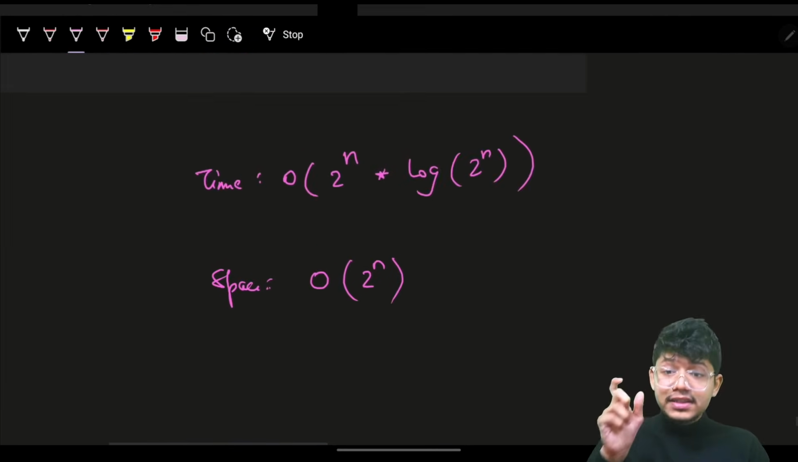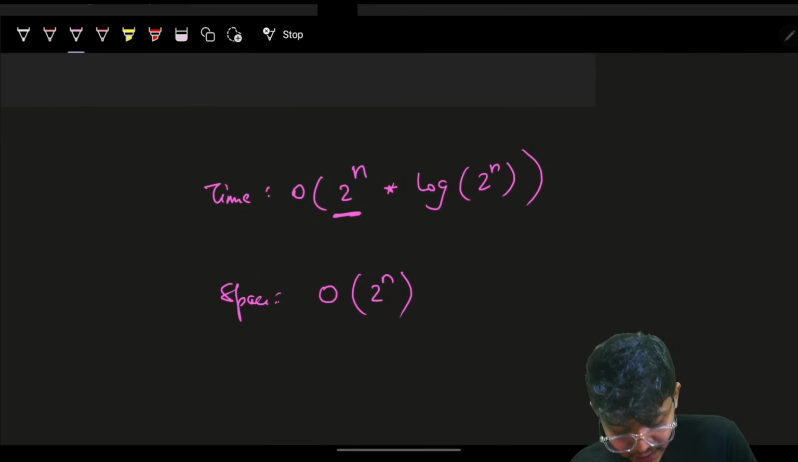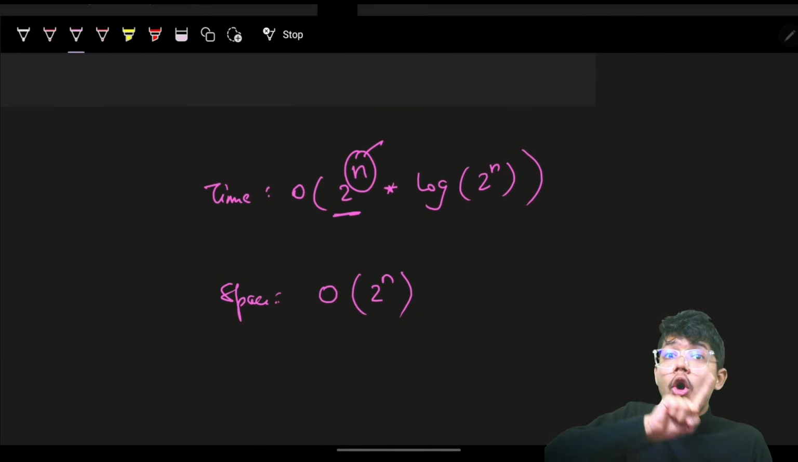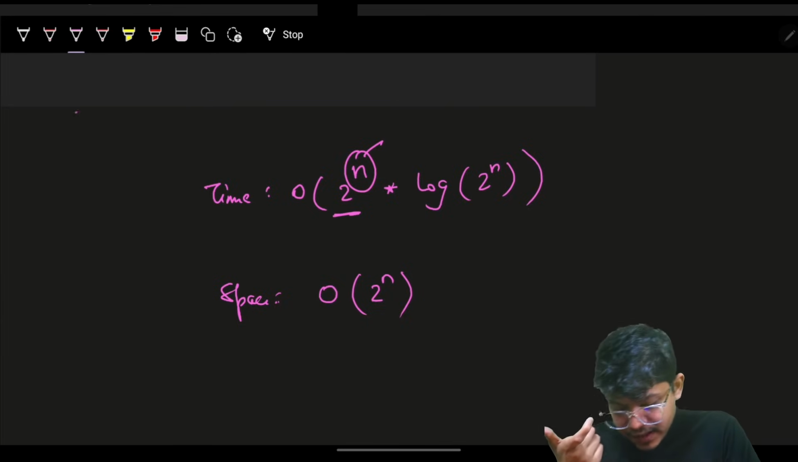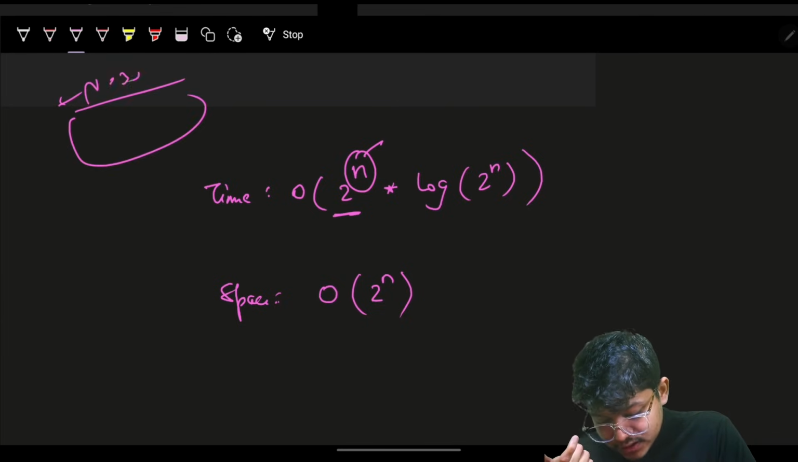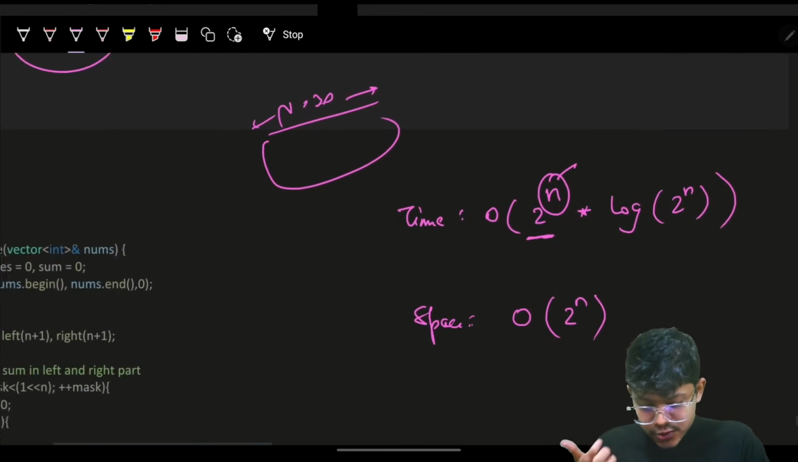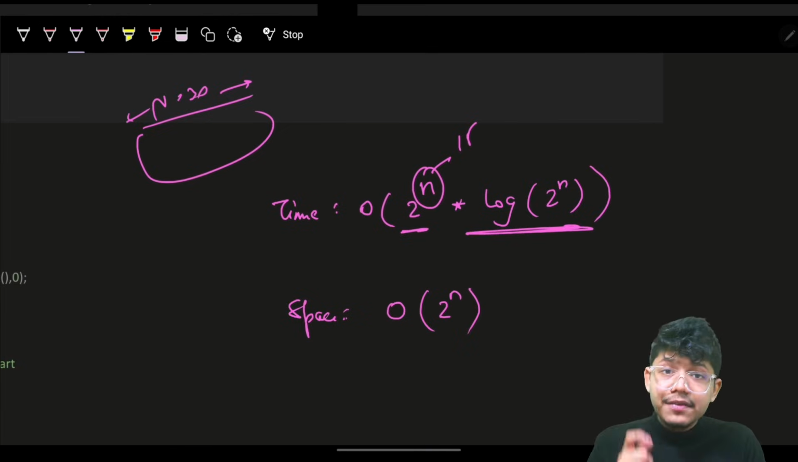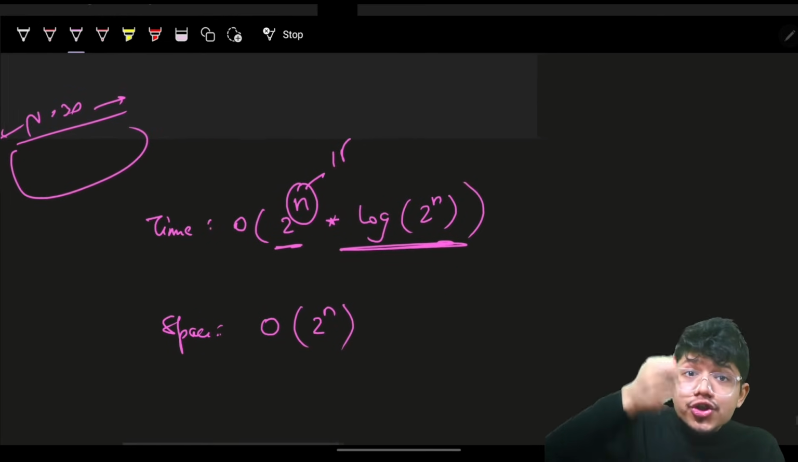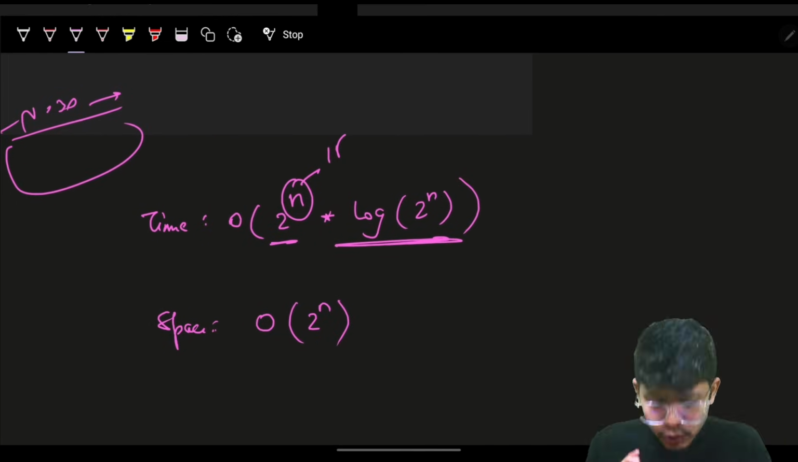Now the complexity will be nothing but 2 raised to the power n. Now this n is the small n. Remember, it is not the big N. If the input array size is big N, which was 30 in our case, then small n is 15, and the log factor on top of 2 raised to the power n is nothing but binary searching on the right portion which we have.